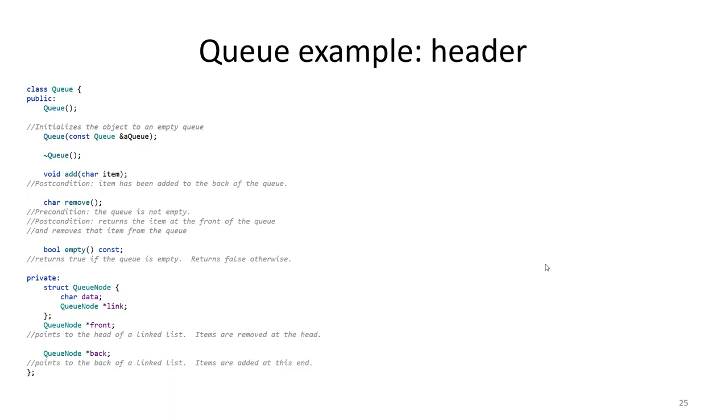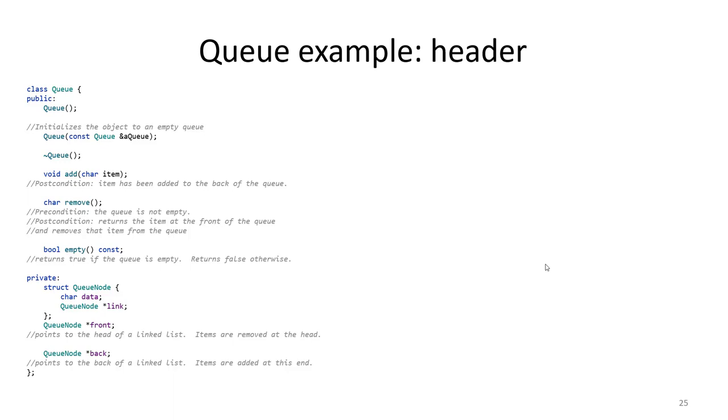So once again, we saw that our queue class contains our header function. And once again, we chose to make our queue node struct private so that other functions aren't able to go in and modify that base node of our queue data structure.